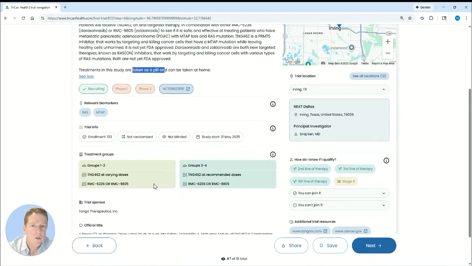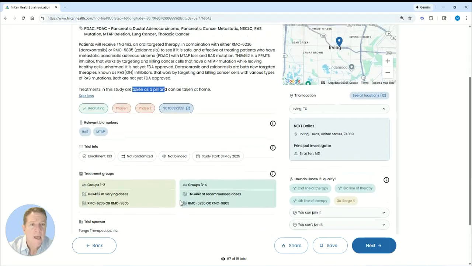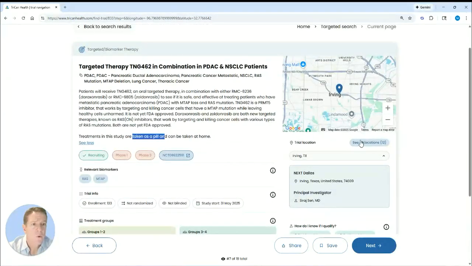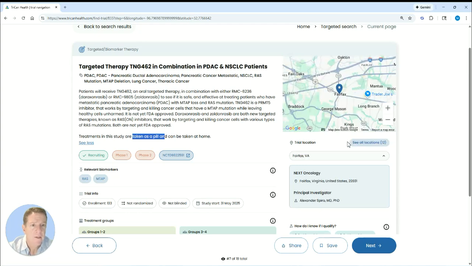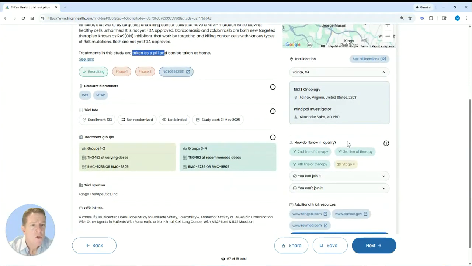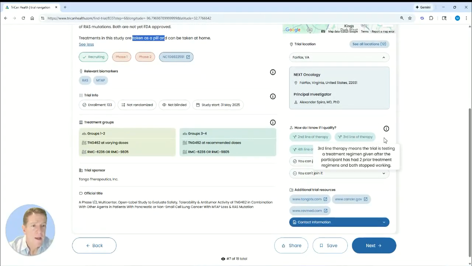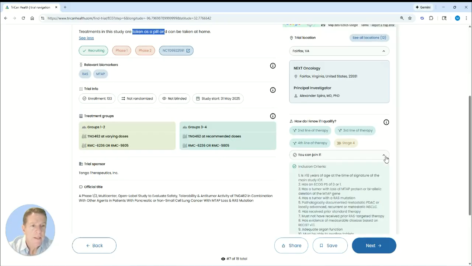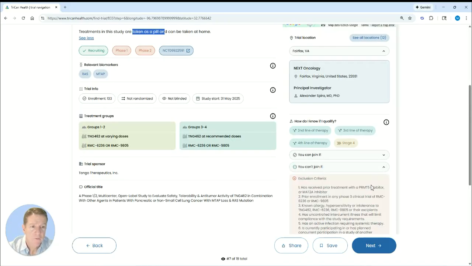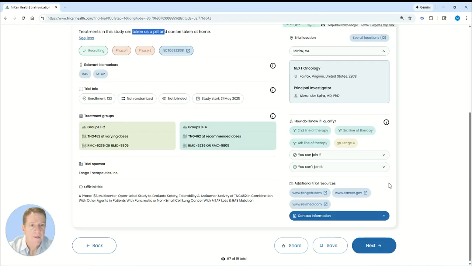Information on the trial, including treatment groups, or what types of treatment you might receive if you were assigned to one of these groups in the trial, as well as additional locations that might be of interest in case the one closest to you isn't a good fit for whatever reason. You can zoom out and see any of these locations across the country and see additional details accordingly. You can see the line of therapy that the trial is for, very helpful information for your physician, as well as what are called inclusion and exclusion criteria for each trial.